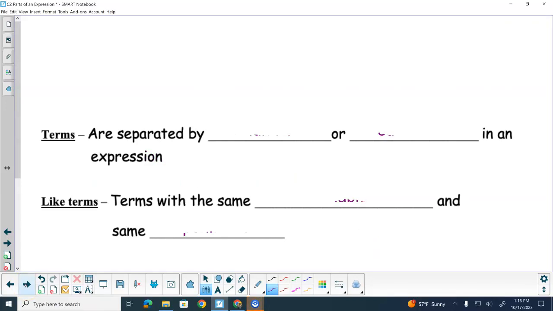Now, in an expression, we have something called terms. Terms are anything that is separated by an addition or a subtraction sign. Multiplication and division does not separate terms. Only addition and subtraction separates the terms in an expression.